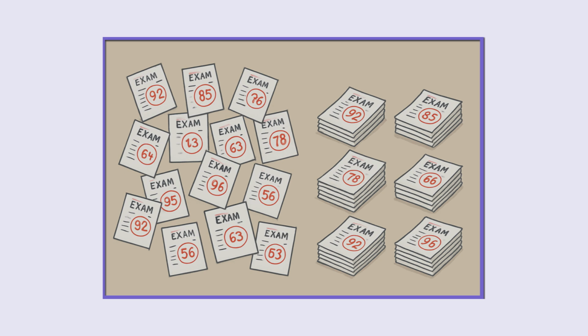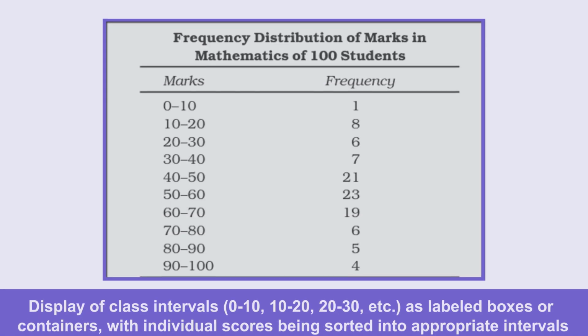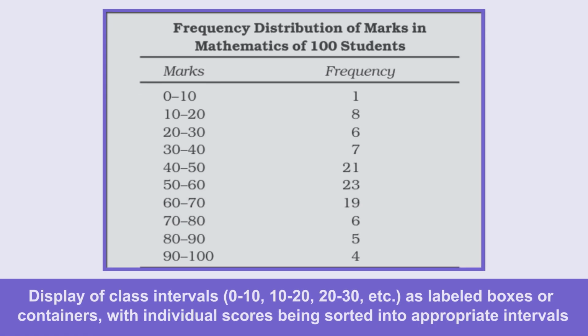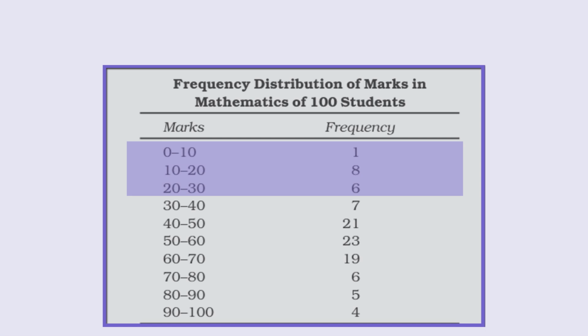Think of frequency distribution as sorting examination scores of 100 students. Instead of looking at all 100 individual scores, we can group them into classes like 0 to 10, 10 to 20, 20 to 30, and so on. Each class shows how many students scored within that range, transforming confusing raw data into a clear, organized table.